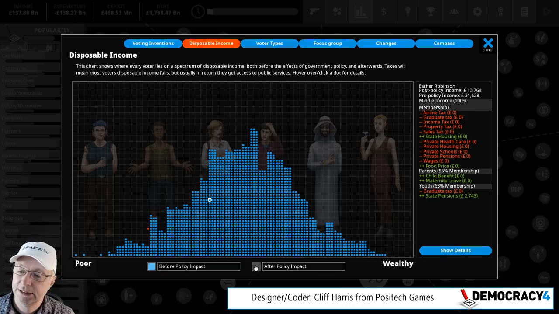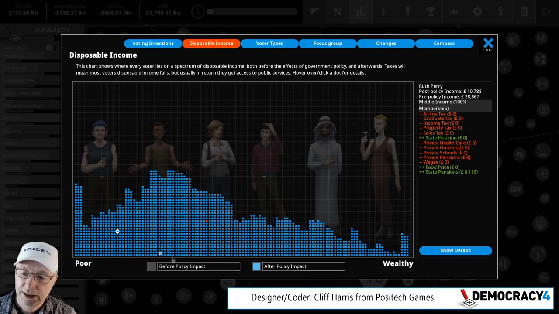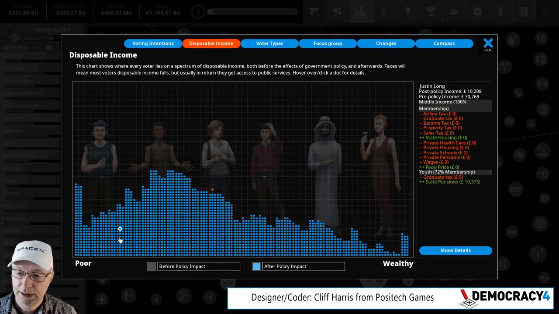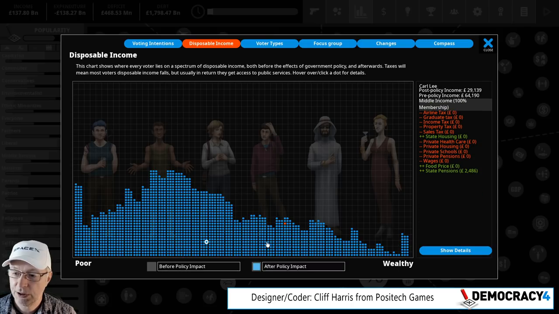So now we have this nice distribution, and when we do this, we move those very same voters. If I click on someone, I'm currently looking at their after-policy impact, in other words, their current income, and that red dot is where they came from. So a lot of people are being made worse off, you'll notice. Some people are being made better off. It kind of depends where you are. Anyway, it's broken at the moment, typically.